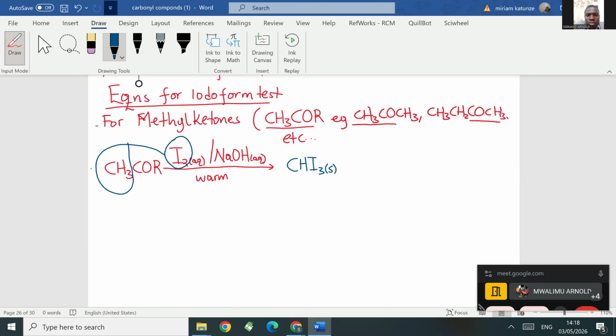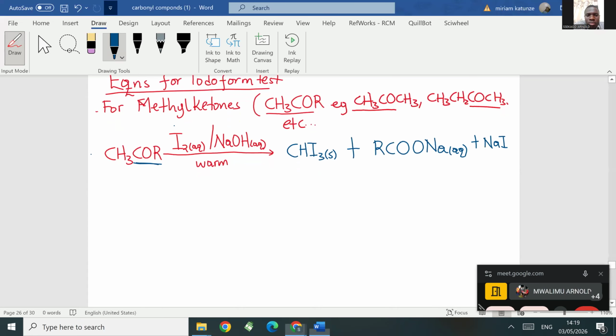So once iodine takes the methyl group, so that we can have substitution, the remaining part is oxidized to a sodium salt of a carboxylic acid. Now we shall form RCOONa like that. There are some minor products depending on the textbooks that you have. In some textbooks, they add sodium iodide as a minor product. But fundamentally, the major product is the yellow precipitate of triiodomethane.